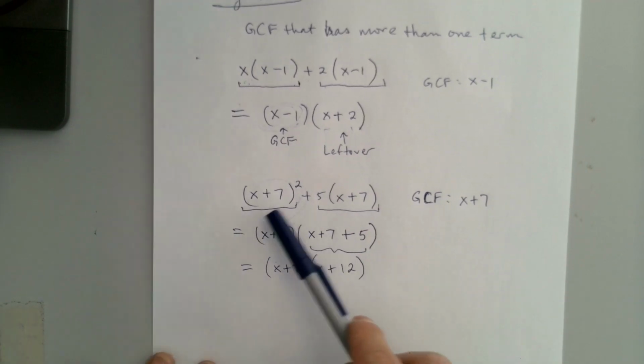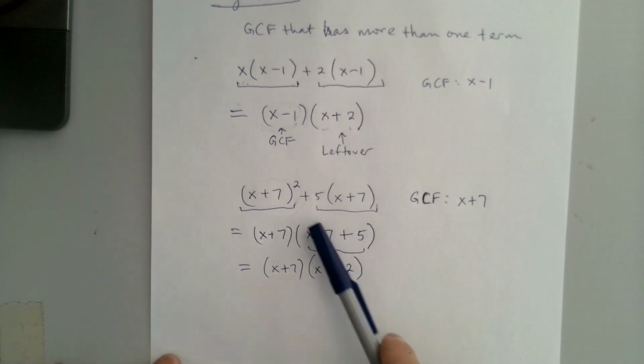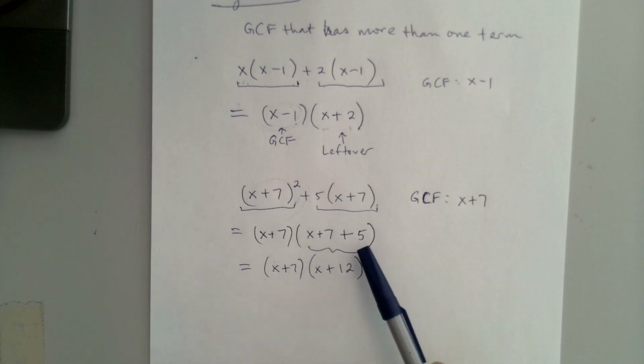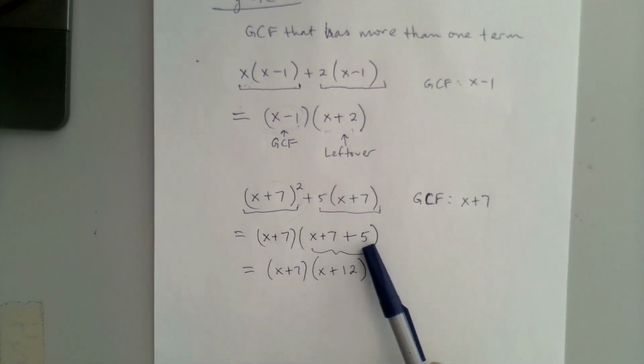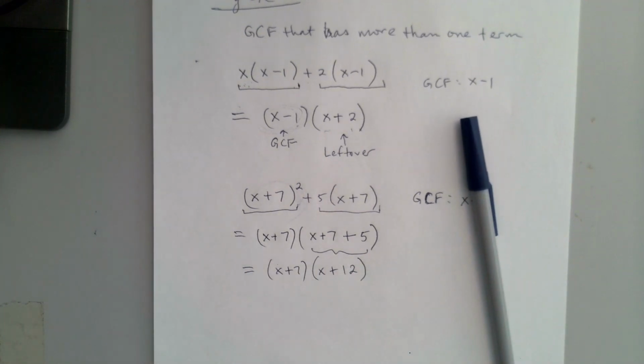So again, big GCF, kind of hiding a little bit. You can still take the big GCF out, and then the leftover, in this case, had 3 terms in it, but 2 of them you could put together. Okay? That's GCF.